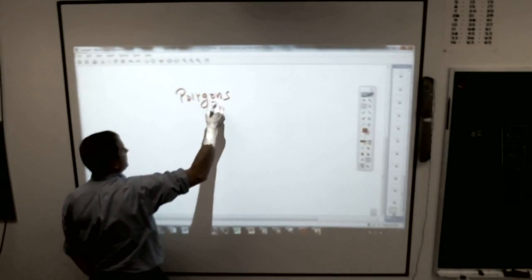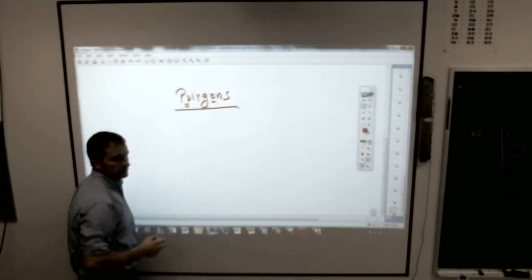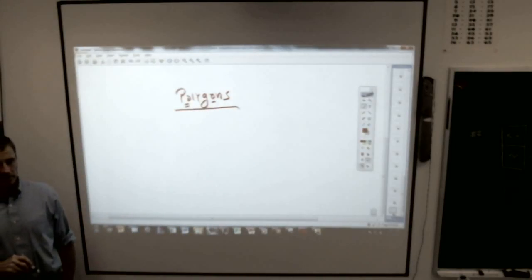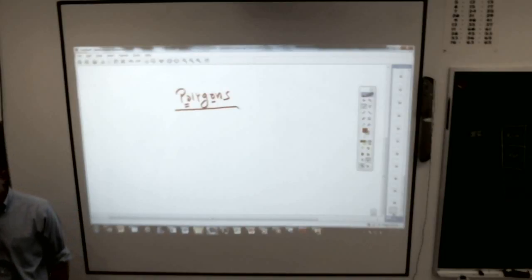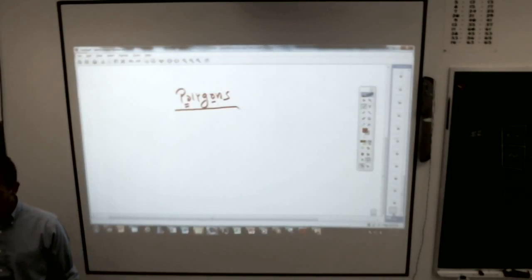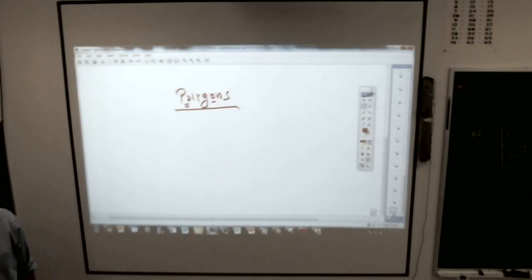Where have all the polygons gone? Parker's still not back from picture. That way must be good.